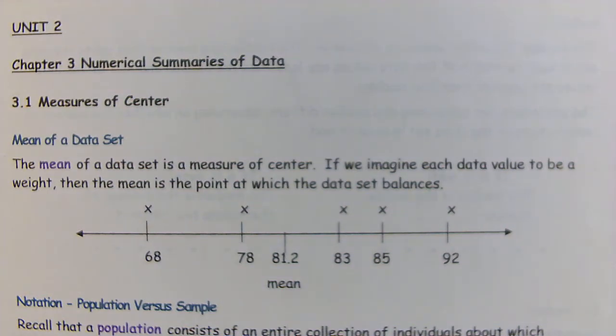Unit 2, Chapter 3, 3.1, Measures of Center. So, different summaries of data. 3.1 is talking about the measures of center. The first one is mean, which is the average of a data set. If you have 5 numbers, add them up, divide by 5. The average is 81.2.